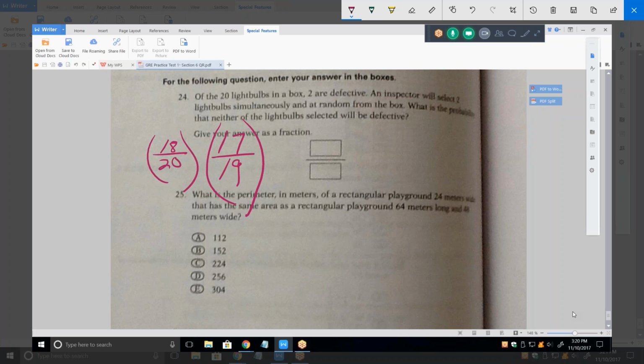Okay. That's what they're asking. What's the probability that neither of the light bulbs selected will be defective? Well, that means that the first bulb has to be not defective. That's 18 out of 20. And it also means the second bulb has to be not defective. And since both of these have to happen, then you multiply. Because it says and, right? Well, because they both have to occur.